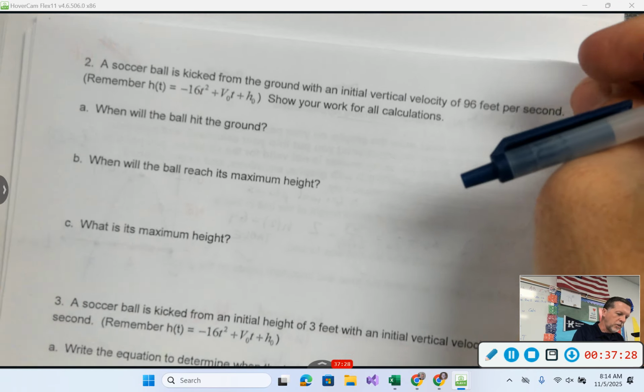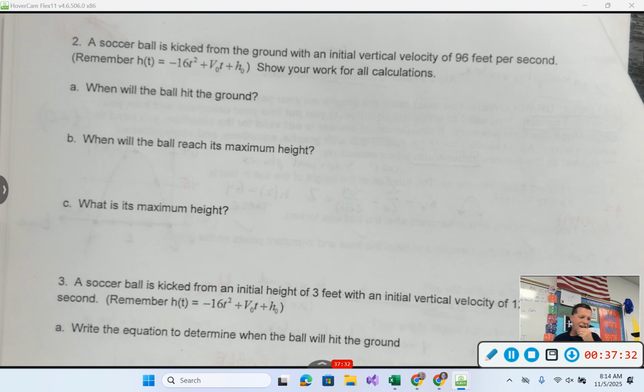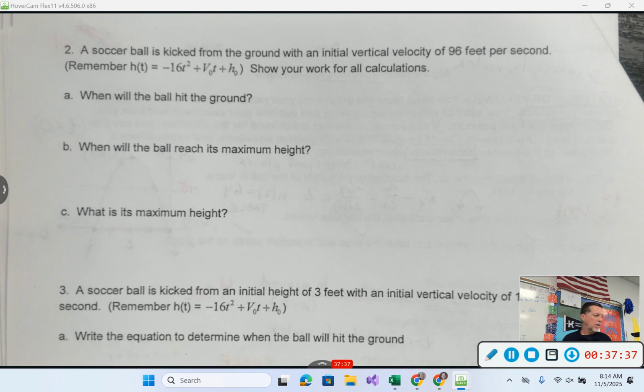Okay, let's turn to number 2. Yes, sir? Have you ever thought how calculators feel about you? Because you constantly push its buttons.